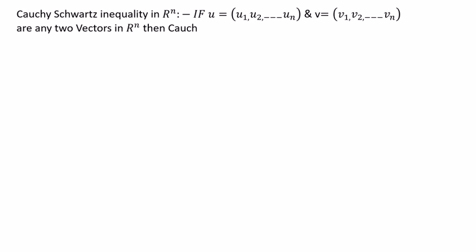Now, what is the statement then? What is the main part here? Cauchy Schwartz inequality states that modulus of u dot v is less than or equal to norm u into norm v. We have to prove this, and it's very simple to prove it.